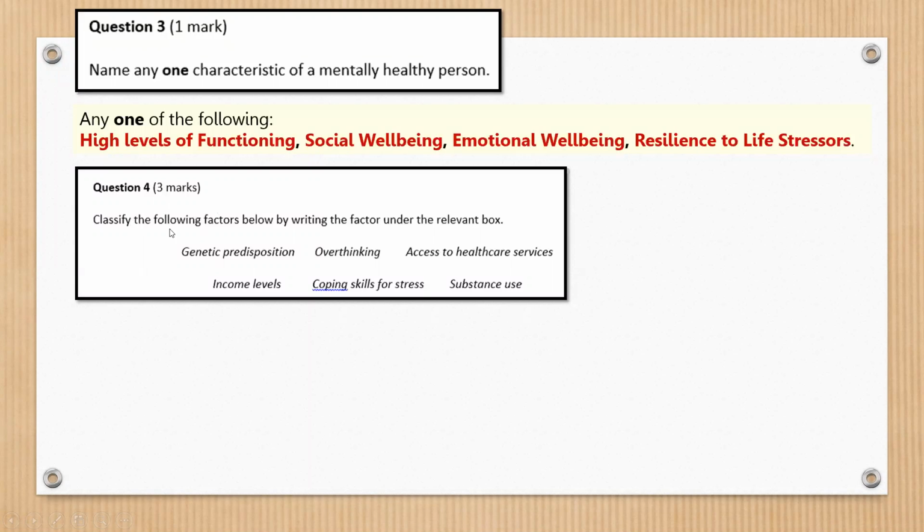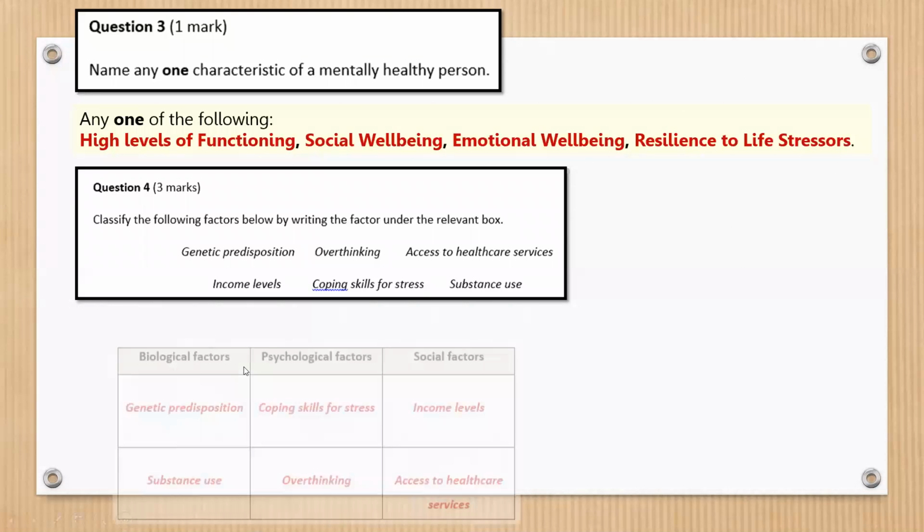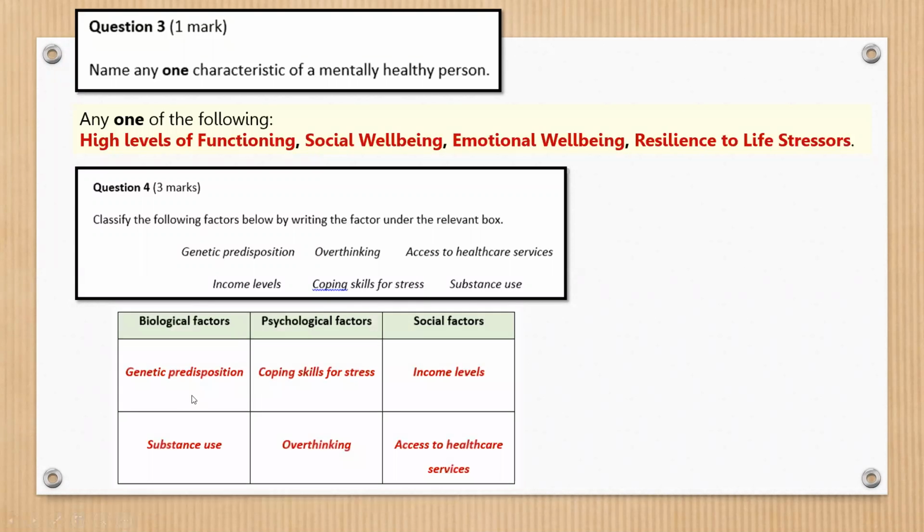Okay, so question 4 is classify the following factors below by writing the factor under the relevant box. So you've got all the different factors here, and then you had a box. I'll just show you what that box looked like. So classifying these according to biological, psychological and social, genetics would come under biological, obviously. Substance use, because it directly affects your brain, comes under biological. And because we skipped chapter 12, a lot of you will find this a bit confusing, because we learn about substance use in chapter 12.